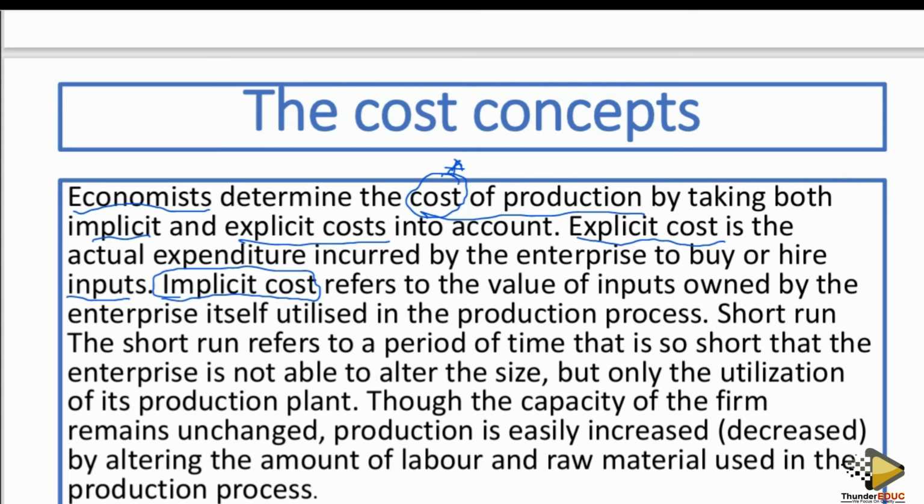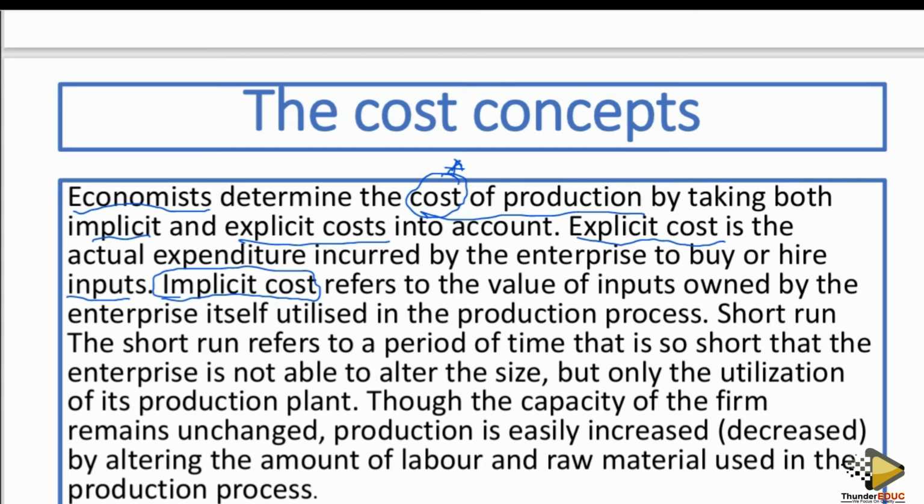So this one, it is not a must for businesses to engage in them, but you should always know the classification of the costs that you normally have. According to the given information, implicit costs refer to the value of inputs owned by the enterprise itself, utilized in the production process. So I did explain that.